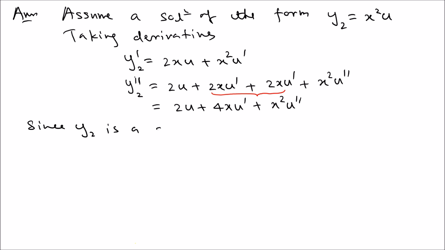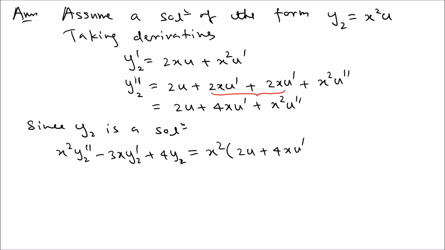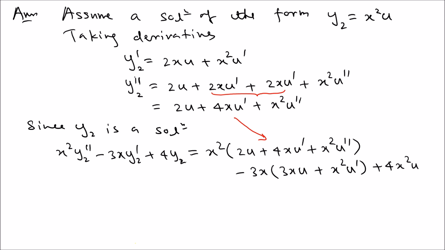Now, since y2 is a solution, we can substitute it into the equation. We get x squared y2 double prime minus 3x y2 prime plus 4y2 equals x squared times, substituting y2 double prime, 2u plus 4xu prime plus x squared u double prime, minus 3x times y2 prime, which is 2xu plus x squared u prime, plus 4y2, which means 4x squared u, which is equal to 0, because we assume it's a solution. Now let's see how it's going to simplify.